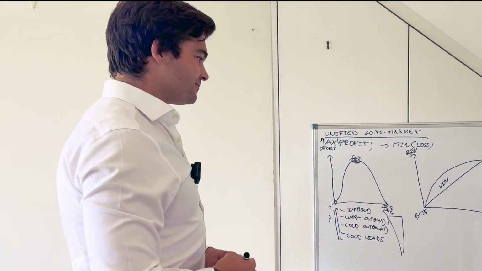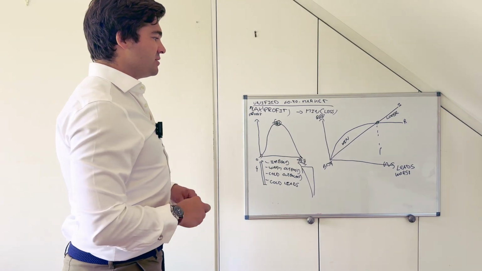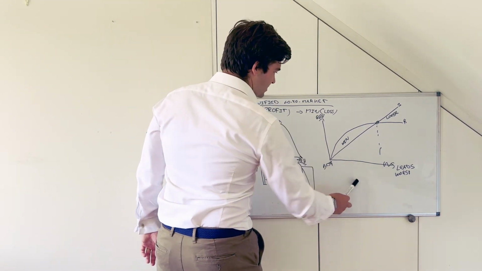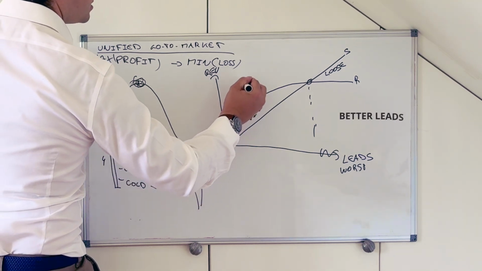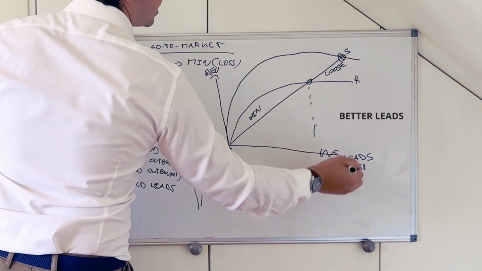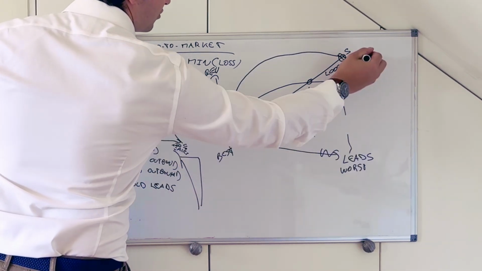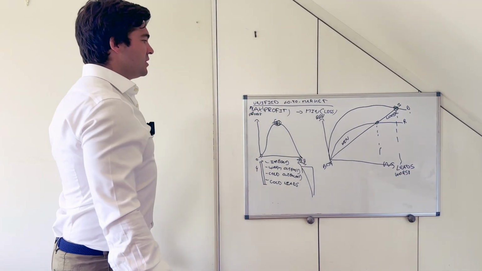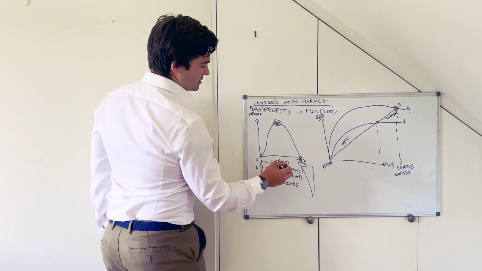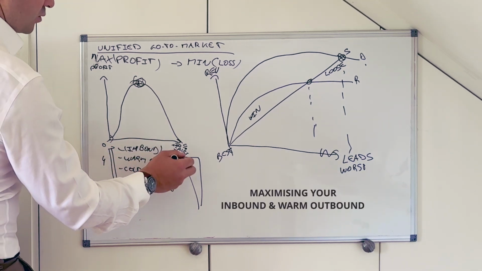Now the question is, you gain money, what's the plan? You want to grow, right? You want to have more leads. Yeah. So what you want is to have better leads here, so your break-even point is there, and so you can get more leads and more revenue, okay? And so you can expand your sales teams again. Well, you do that by maximizing your inbound and warm outbound.